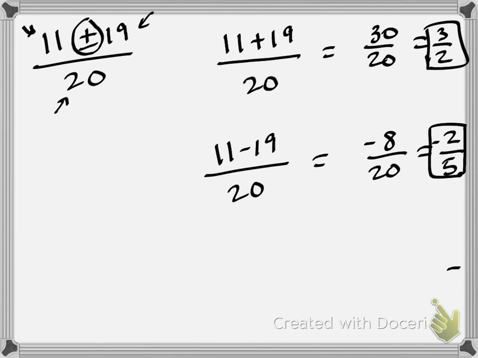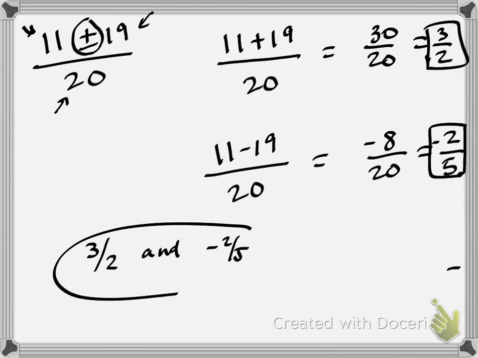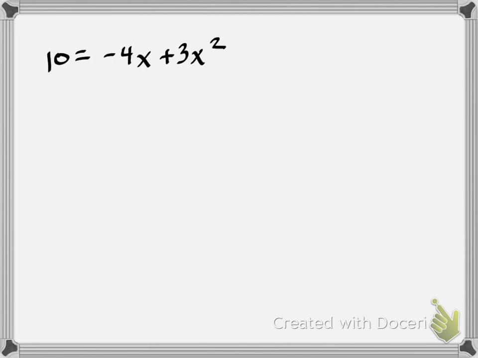And when you plug these into Khan Academy, well, actually, I think in the directions they'll have these fractions already there for you. You just have to select the right answer with those two in it. But my two answers would be 3/2 and negative 2/5. Okay? And that would be my final answer for that one.